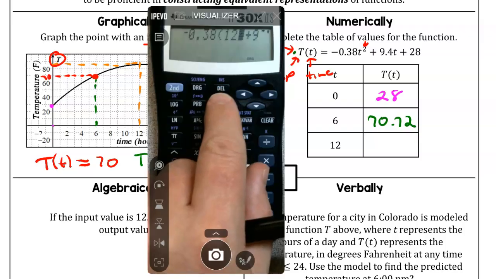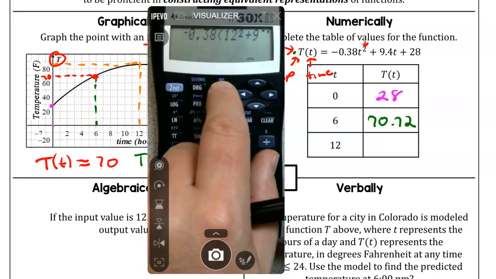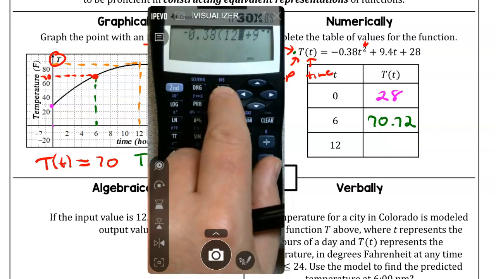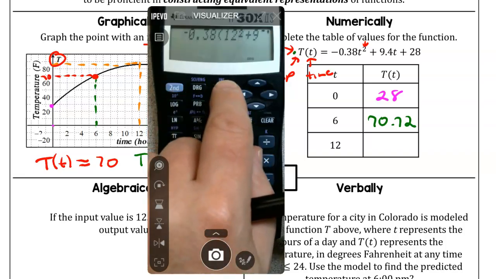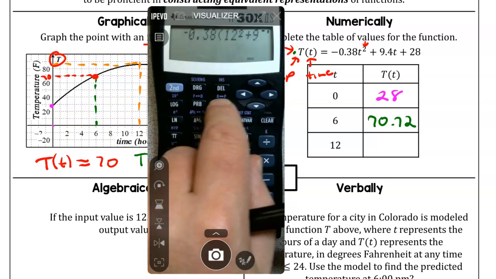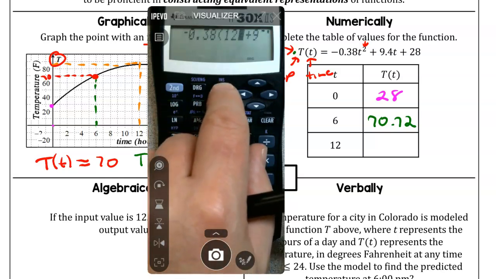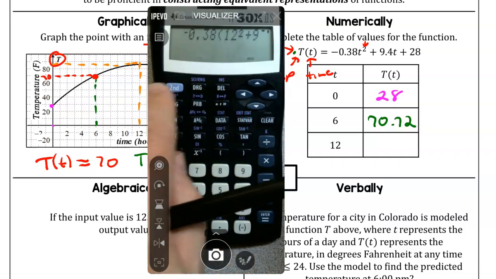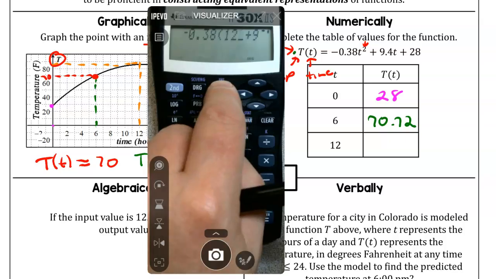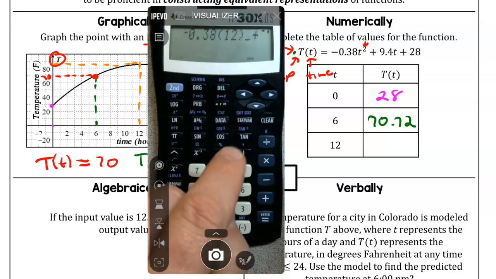Right above, at the very top, it says delete, but right above that says INS. That means insert. Since it's blue, I have to hit this blue button first, and that activates whatever the blue command is above the button. If I just hit the button, it does that. But if I want the blue part, I have to hit the blue button before. So I'm going to hit second, insert, and you see the cursor changes, and I can put in parentheses.